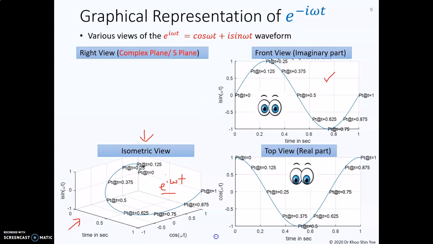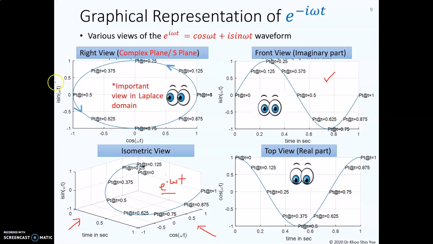Try to imagine what it will be like when you look from the right. In this view, you will have the imaginary part versus the real part. We have the name for it, called the complex plane, or the S-plane. So this is the very bottom view in the Laplace transform. So for the exponential I omega t, you will see a unit circle rotating counterclockwise.